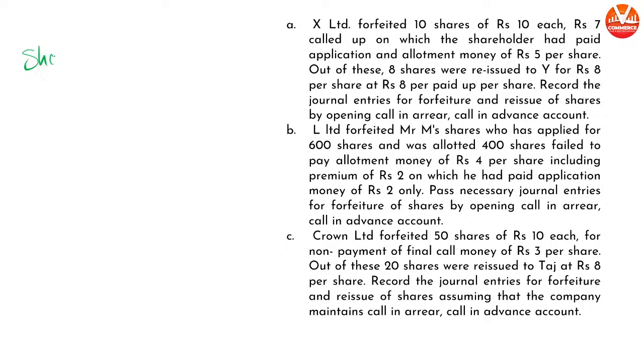So share capital account debit. How many shares are allotted to him? 400. So we will forfeit 400 shares. He failed to pay allotment money of 4, on which he had paid application money of 2. Also, there is 2 rupees premium at the time of allotment. So first you have to find out the calls in arrears at the time of allotment.